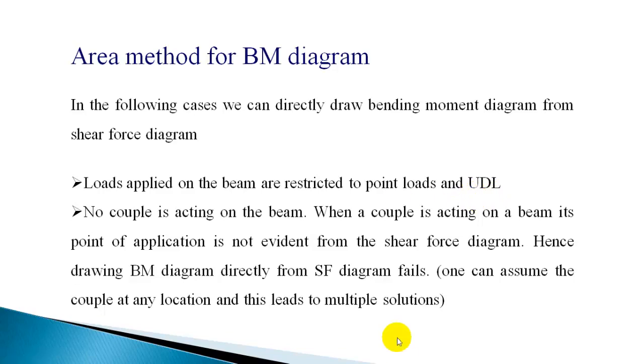When a couple acts on the beam, this method fails since the location of the couple will not be evident in the shear force diagram, and hence drawing the bending moment diagram directly from the shear force diagram fails. One can assume the couple at any location, and this leads to multiple solutions. So there is no definite solution when a couple acts on a beam. So this is the area method for bending moment diagram. It is best suited when point loads and UDL act on the beam.